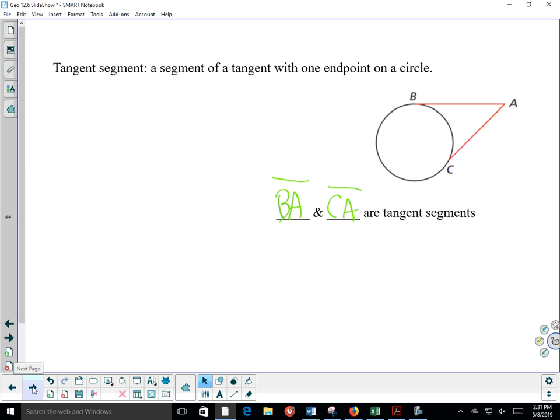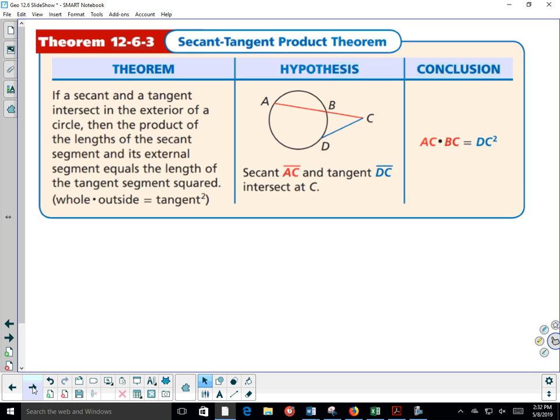And that leads us to another theorem. This one's called the secant tangent product theorem. It says if a secant and a tangent intersect in the exterior of a circle, then the product of the lengths of the secant segment and its external segment equals the length of the tangent segment squared. So here's your little hint for this one: whole times outside equals tangent squared.